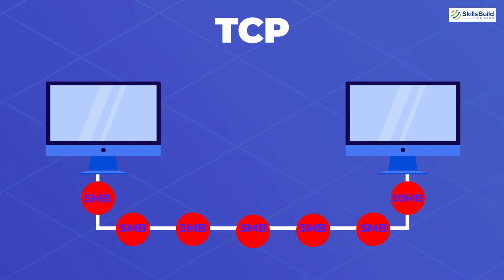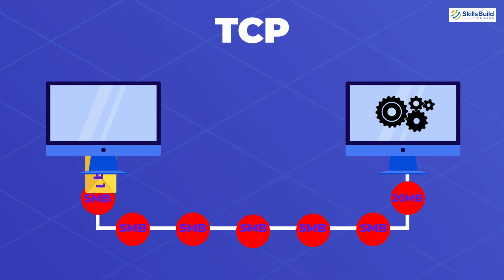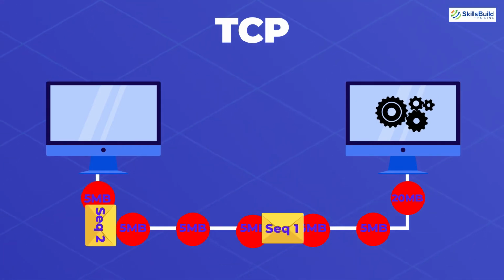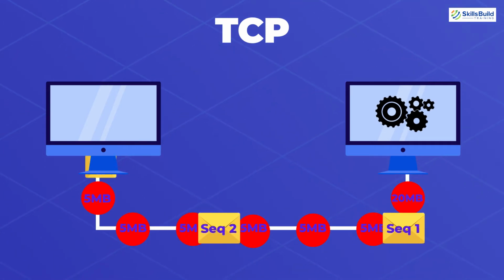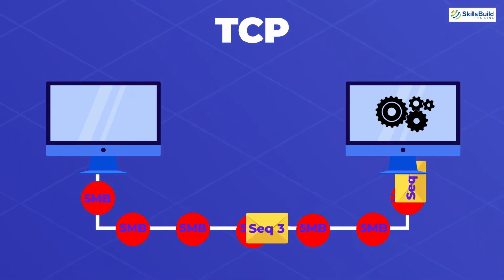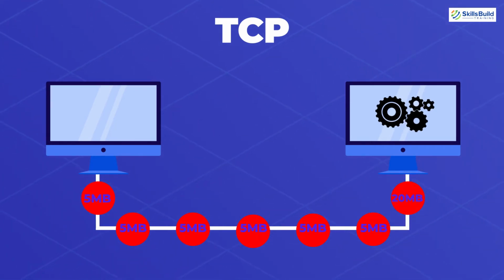Once the data gets to the receiver end, the receiver starts to reassemble the data in the same order in which it was divided into small chunks. And to do this, the sender attaches a sequence number with every chunk of data, and the receiver uses that sequence number to reassemble the data on its end. And this is how reliable delivery of data takes place using TCP.